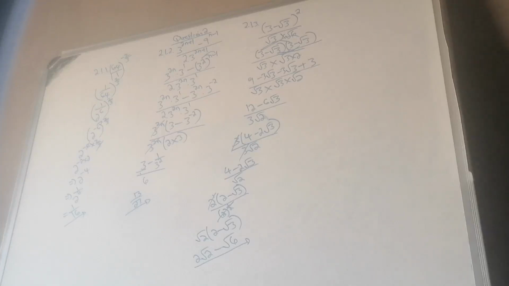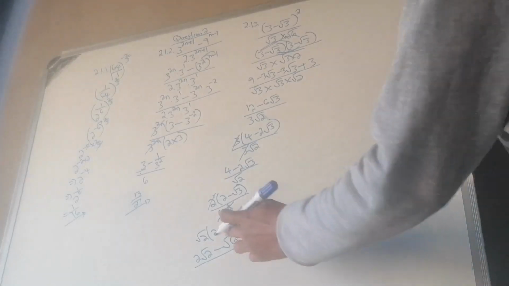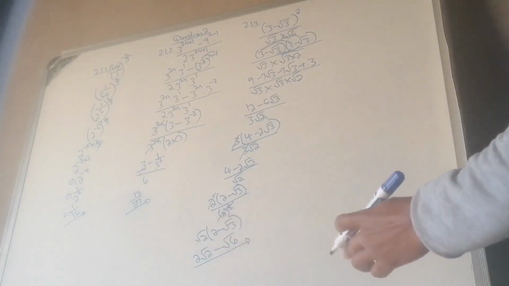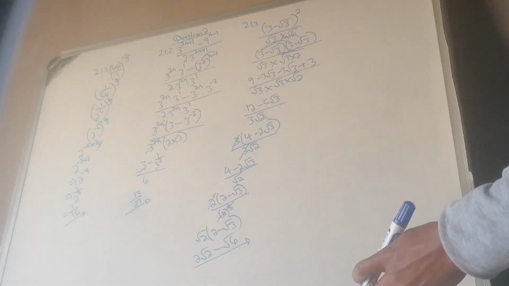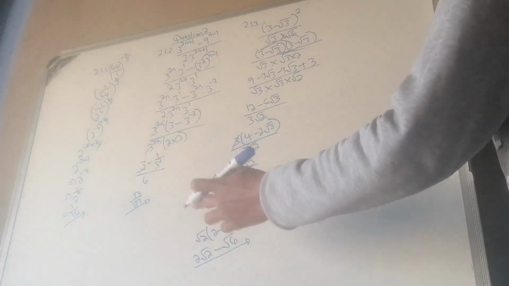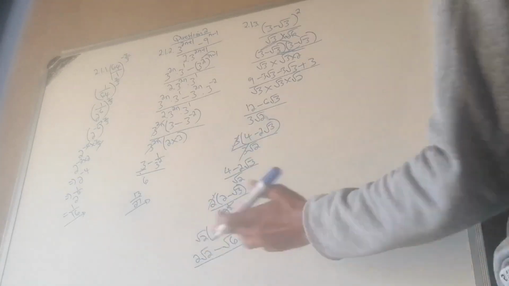On the calculator, you find exactly that: 2 root 2 minus root 6, or negative root 6 plus 2 root 2. Now it's exactly the same.